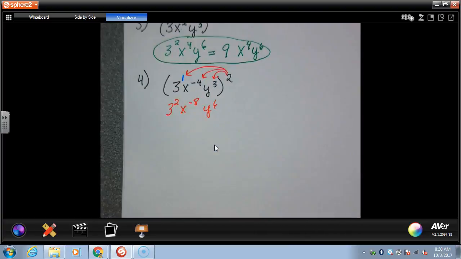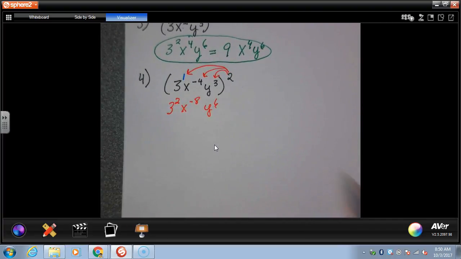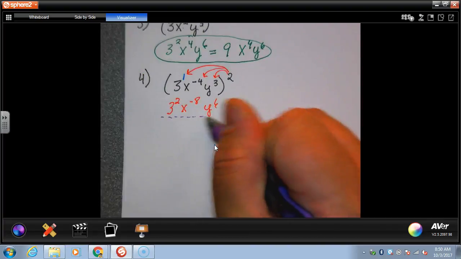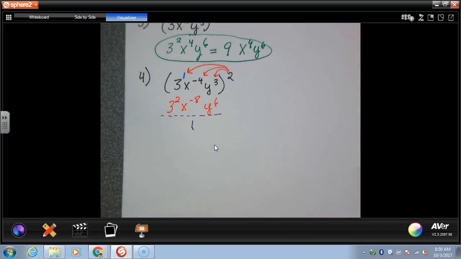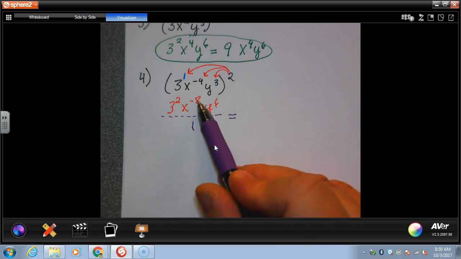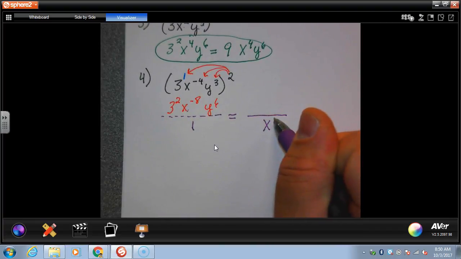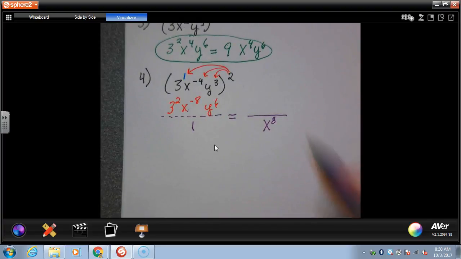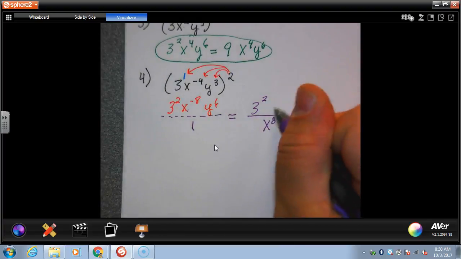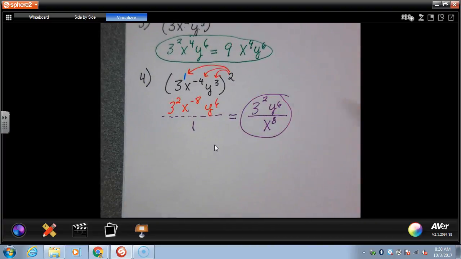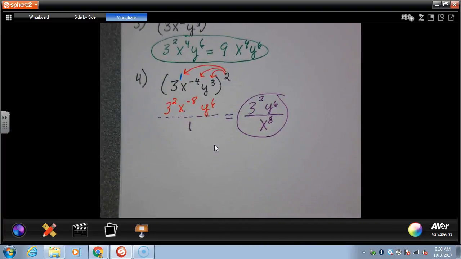Am I done? Why? Because I have a negative exponent. Think of this as being over 1. In your head, everything's over 1 if it's a whole number, right? So the property says if I have a negative exponent, flip it, in this case put it in the denominator, make the exponent positive, but keep everything else. 3 squared, y to the 6. Questions, comments, concerns? Good. Let's go on.